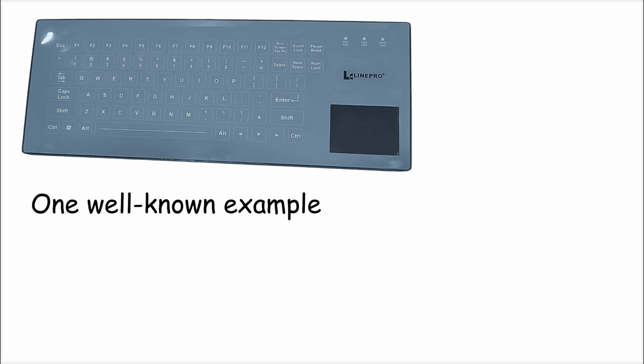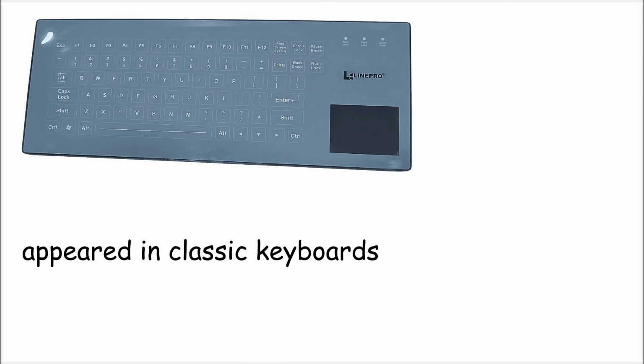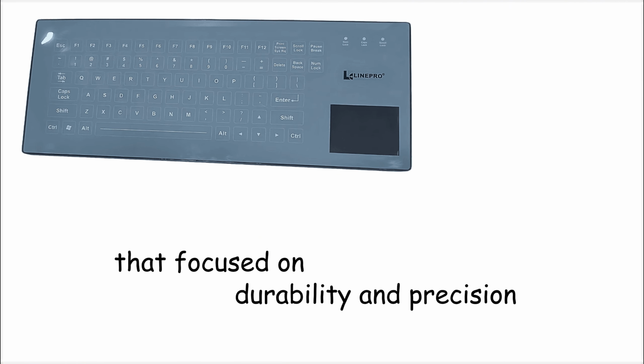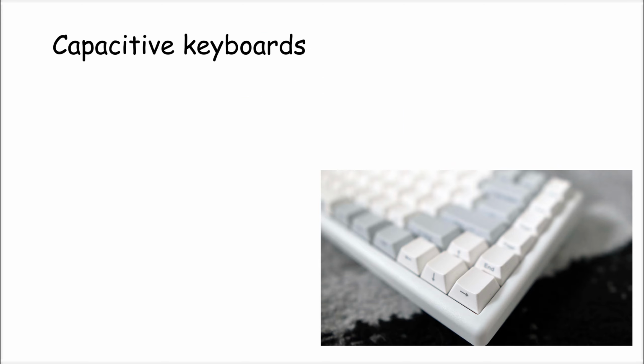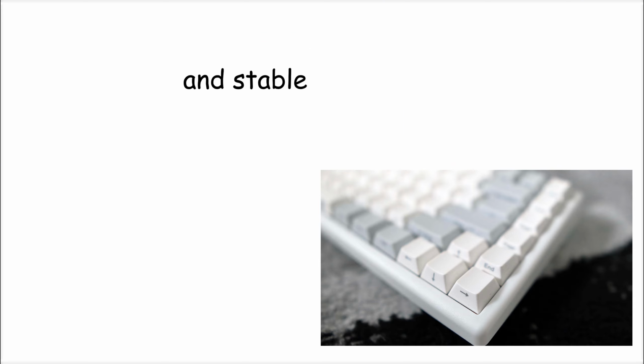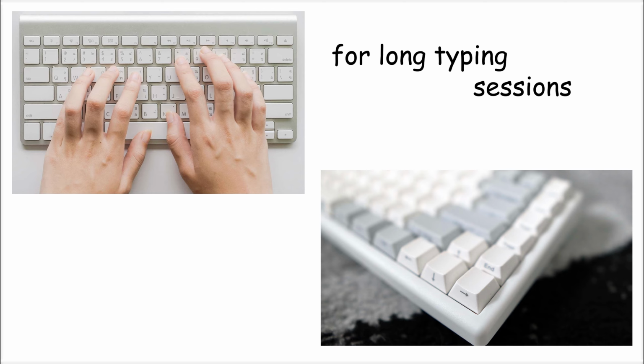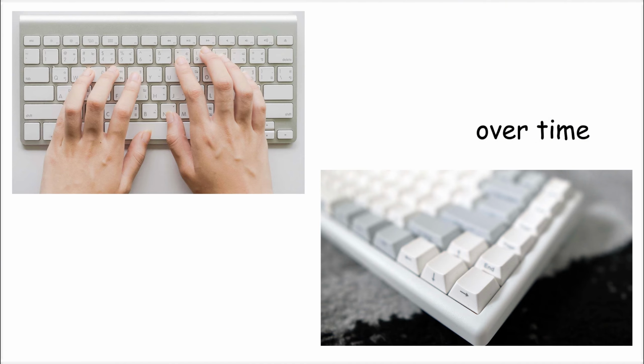One well-known example of this technology appeared in classic keyboards used by early computing systems that focused on durability and precision. Capacitive keyboards often feel smooth and stable because the actuation happens before the key reaches the bottom. This makes them comfortable for long typing sessions and highly reliable over time.